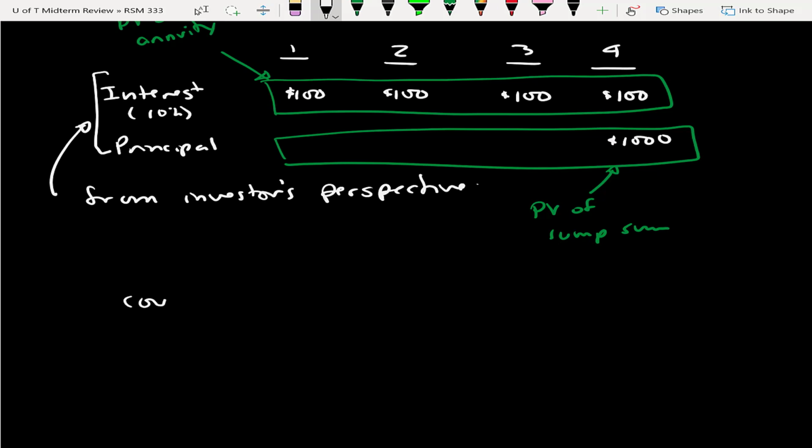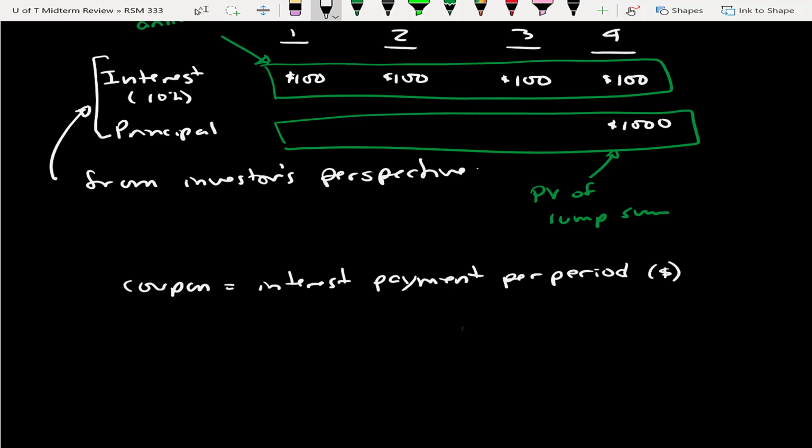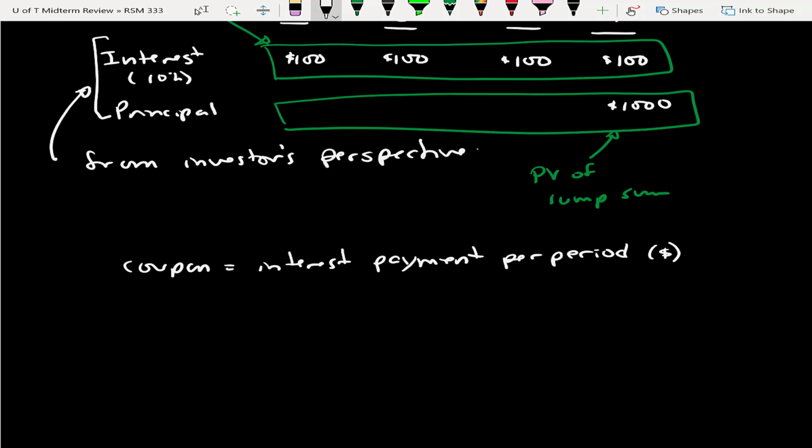The coupon is the interest payment per period. Okay, so this is important. It could pay per year, it could pay per month, every 6 months. So this is the dollar payment. N is the number of interest payments left in the life of this bond.